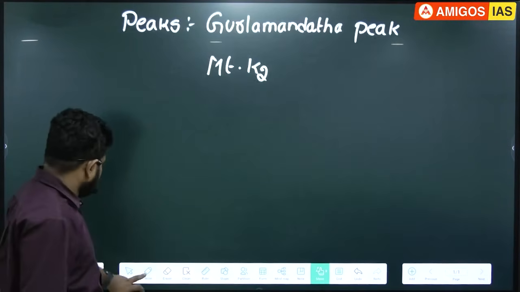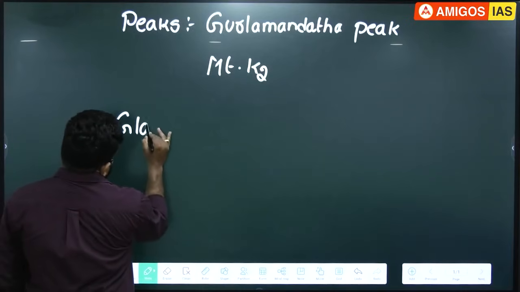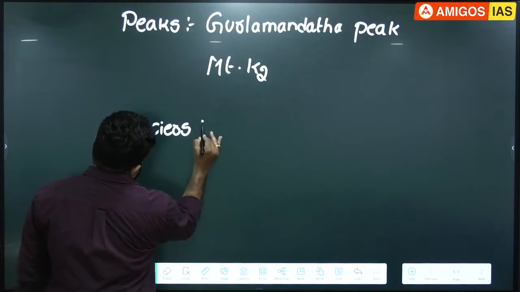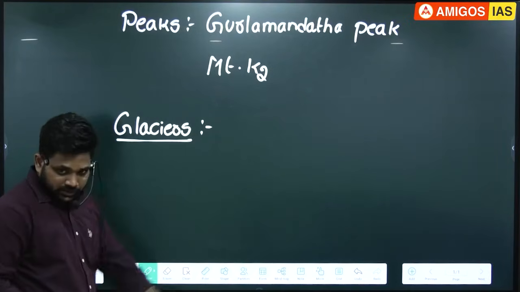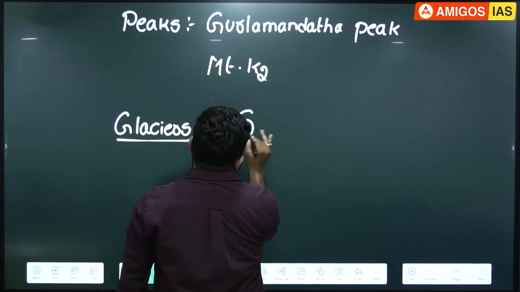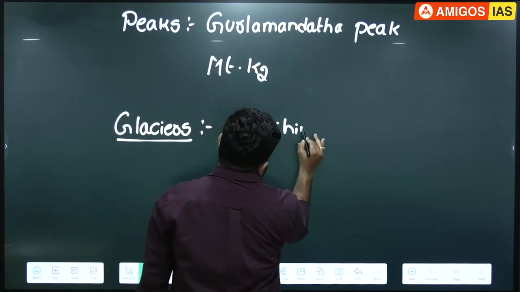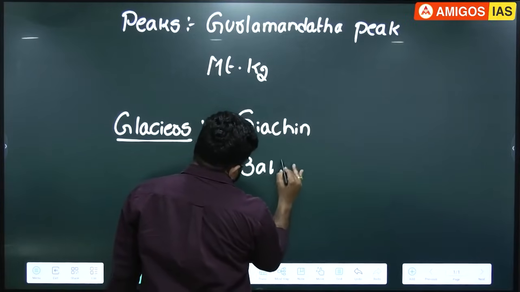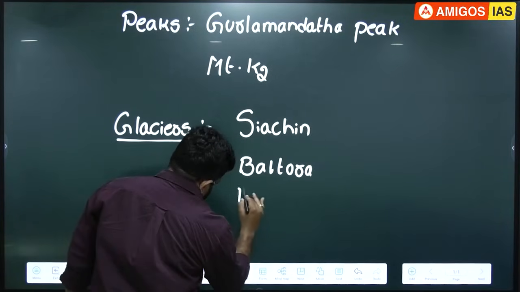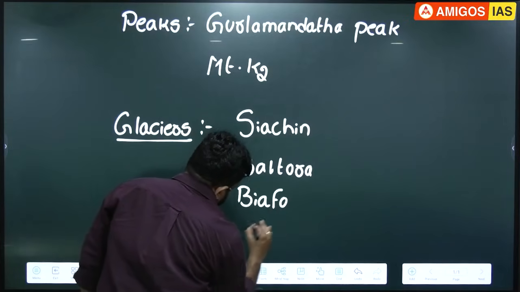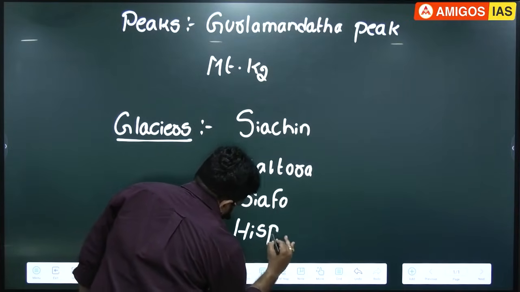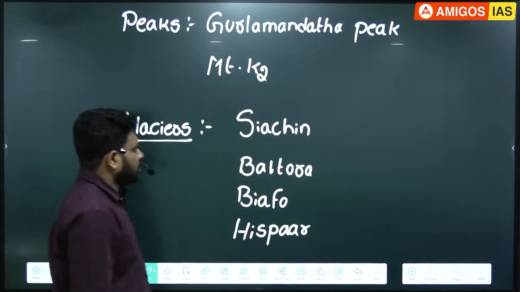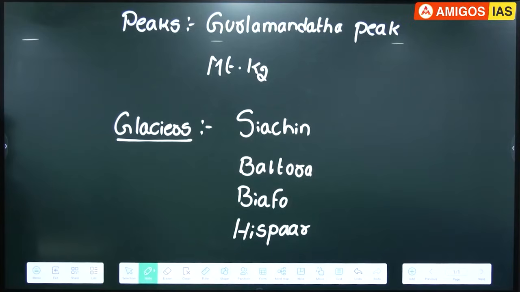The important glaciers. The very important glaciers are Siachen Glacier, Baltora Glacier, Bayafo Glacier, Hispar Glacier.